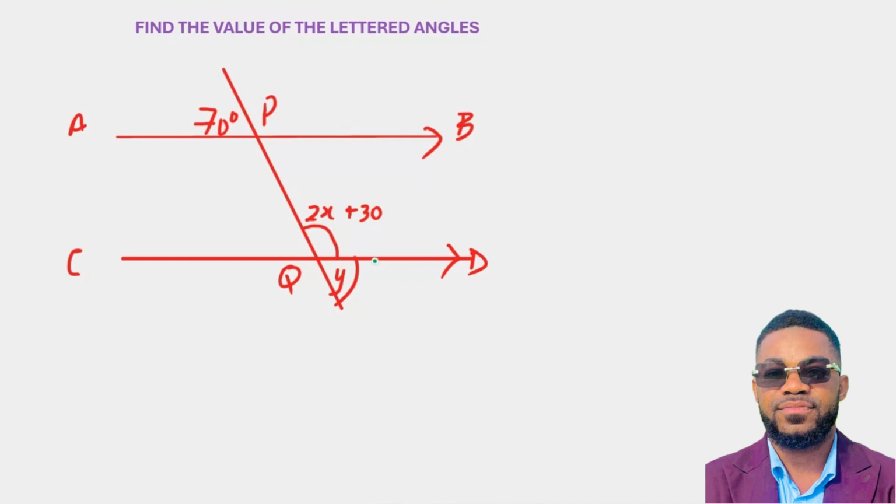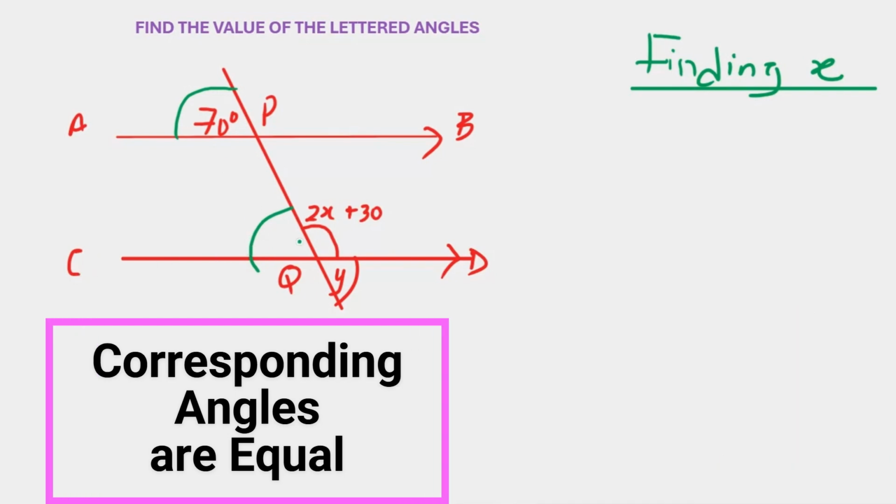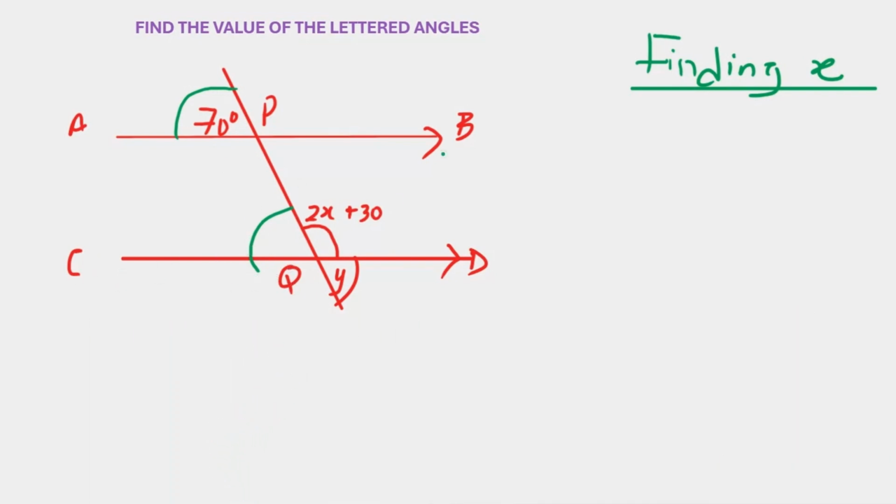So how do we go about it? How do we find these angles? We have to use the angle properties before we can find the values of these angles. So let's begin. I want to start with x. I can see that this angle, 70 degrees, corresponds to this particular angle. So these are corresponding angles. This angle is called angle CQP.